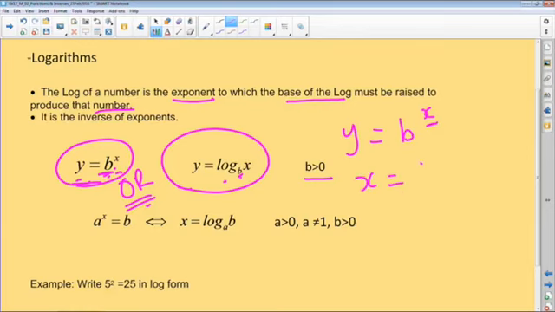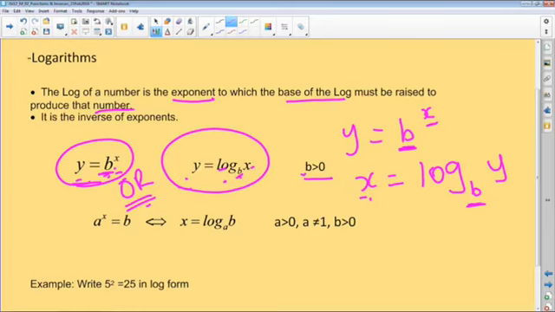X is going to be equal to log of your number y to your base b. So the base of your exponent is also the base of your log, and so this is a different way we can write the exponent, all right? The definition for your log is y is equal to log of a number to some base. Again, b is greater than 0.